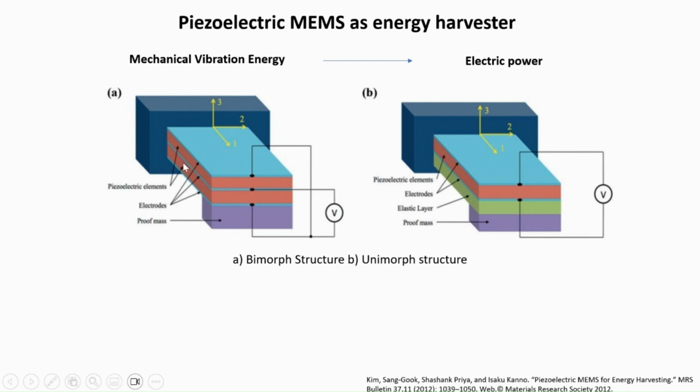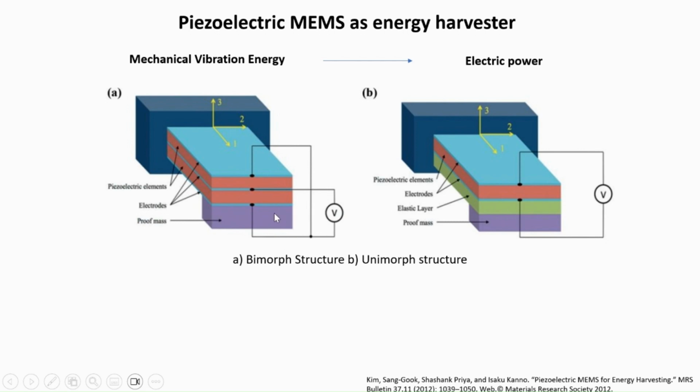Here you have two piezoelectric materials, a top electrode and a bottom electrode. These blue layers you're seeing are the electrodes, and you have two piezoelectric materials sandwiched between electrodes. In a unimorph structure, you have a single piezoelectric material sandwiched between two electrodes, and you have a proof mass.